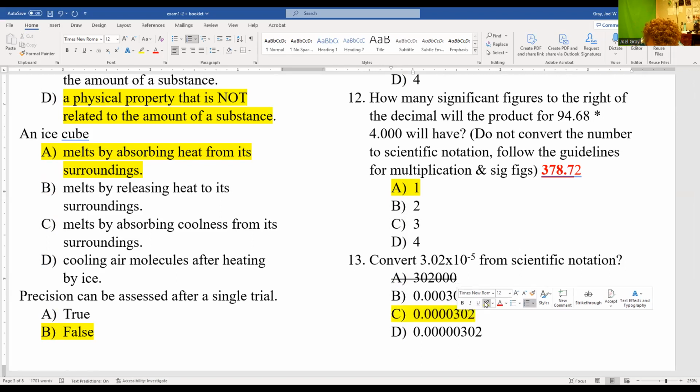Okay, so question number 13 is C. All right, well, I'm going to go ahead and stop right there.